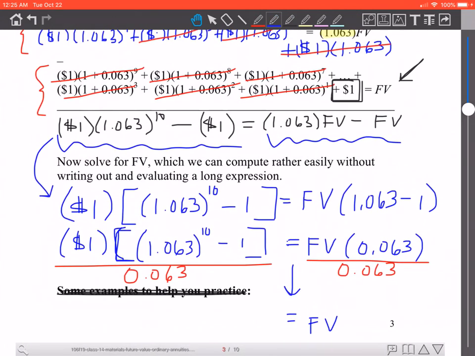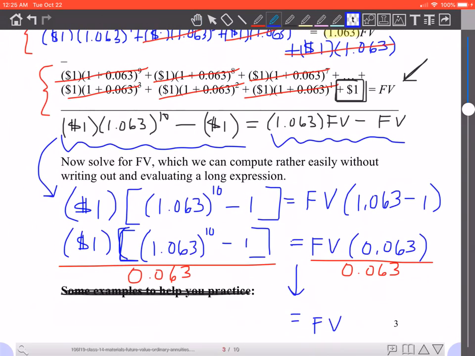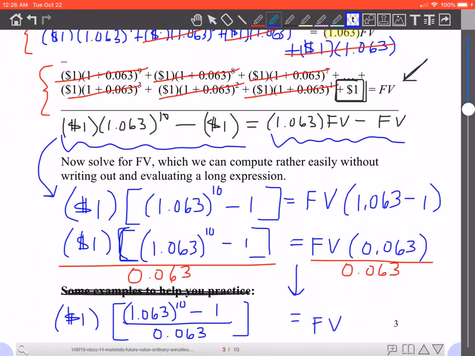The payment amount, $1, times 1.063 to the 10th minus 1 divided by 0.063. Okay, so the payment amount was $1. We deposited $1 each year for 10 years. Let it grow at 6.3% those 10 years, 10 deposits. And that was the future value of this annuity.